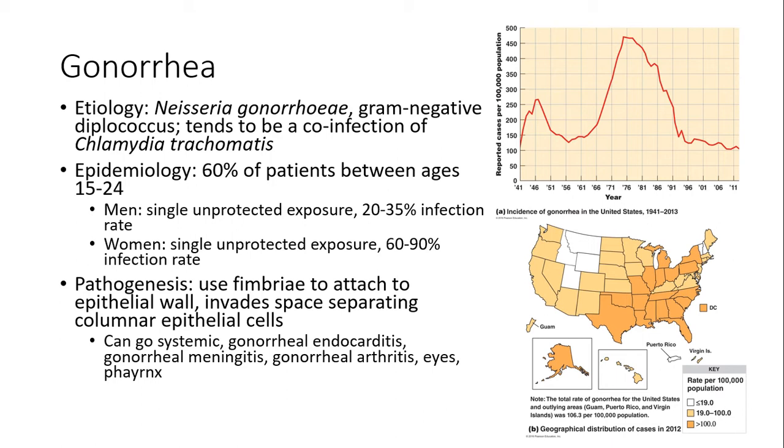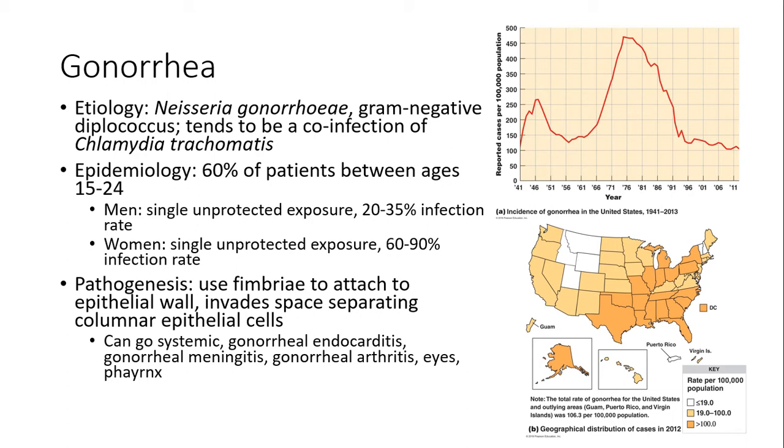Epidemiologically, 60% of the patients that are affected by this will be young and sexually active, between the ages of 15 and 24. With men, in a single unprotected exposure, you have a 20 to 35% chance of infection. For women, when you don't know, but perhaps we do know that somebody is infected with gonorrhea, a single unprotected exposure is going to have a much higher risk of infection, 60 to 90%.